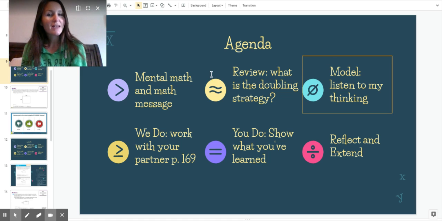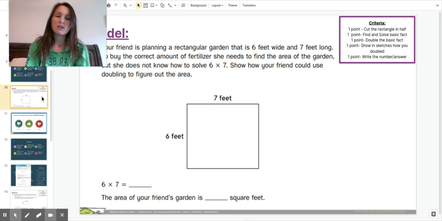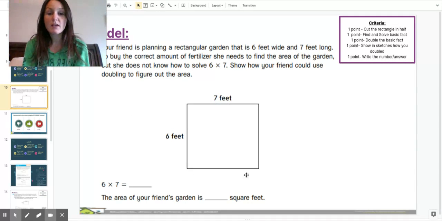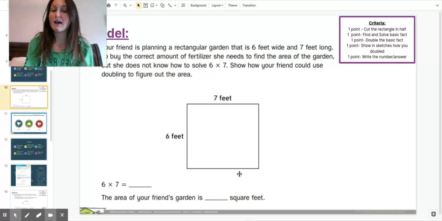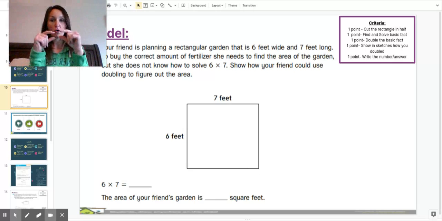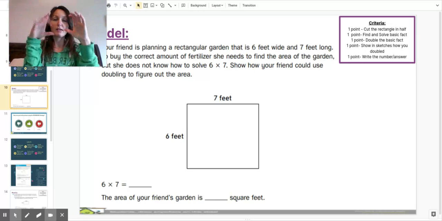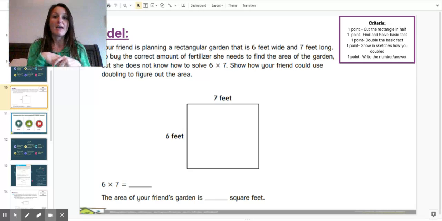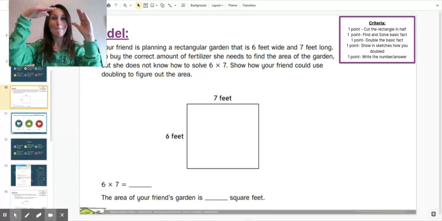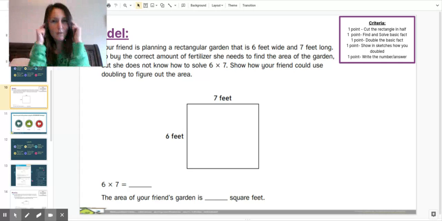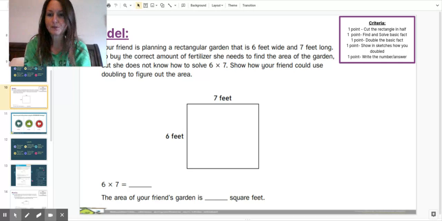All right, so now I'm going to go ahead and model this new type of doubling strategy. Here I am given the big number that I'm trying to solve. Like last time, it started out with the small number and then it made me double it, and then double it again. Today I'm going to have the big one and I'm going to work backwards. It's the same thinking, it's just reversed.